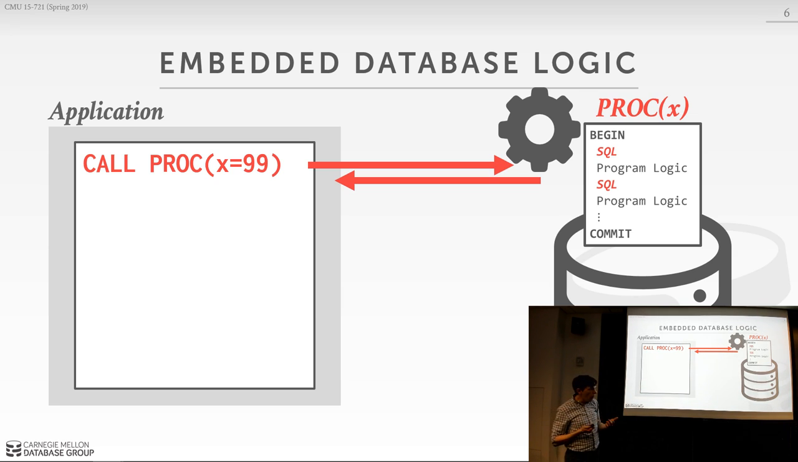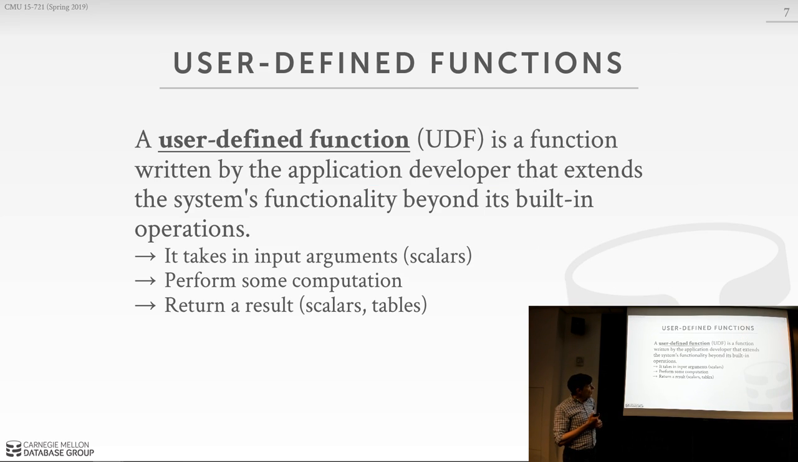So let's go into detail now of what is actually going on in the user-defined function. A user-defined function, UDF, is something that the application developer is going to write. And the idea here is that we want to extend the capabilities or the functionality of the database system to now include additional things that we write in our UDF. And again, it's just a basic function, right? You take in some bunch of input arguments, and these are going to be scalars. You do some kind of computation, right?